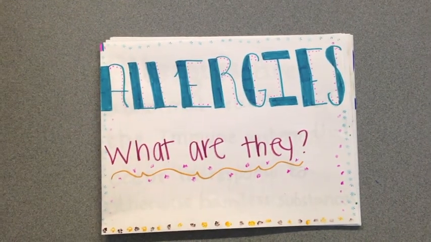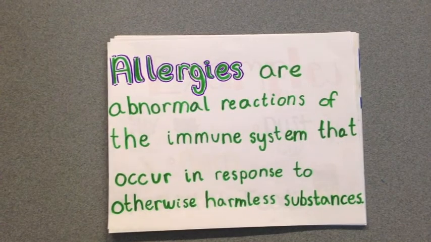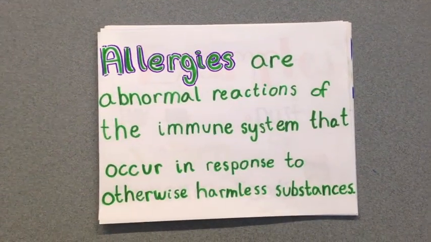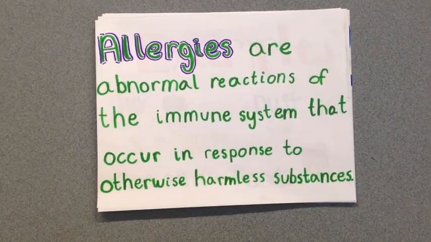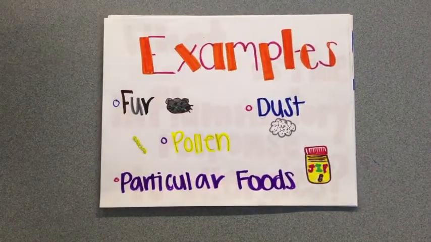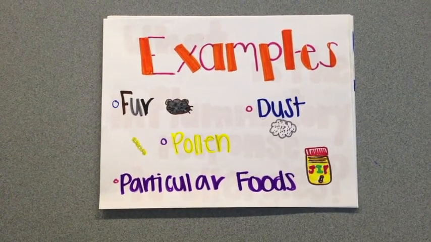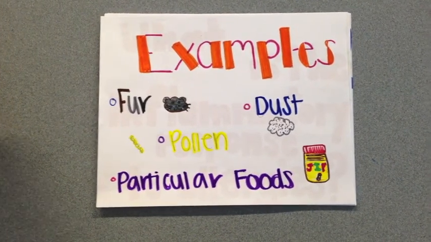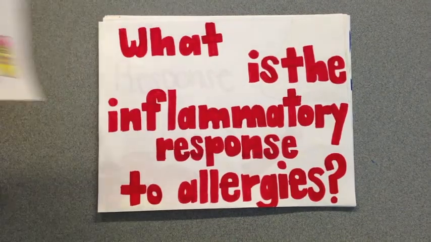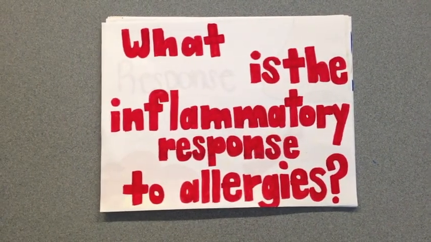What are allergies? Allergies are abnormal reactions of the immune system that occur in response to otherwise harmless substances. Examples of allergies are fur, pollen, dust, and particular foods. What is the inflammatory response to allergies?